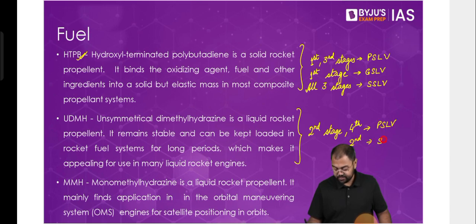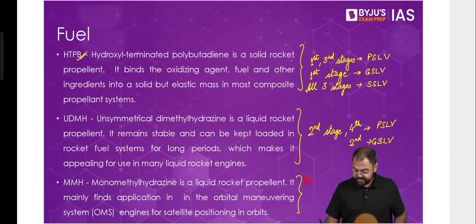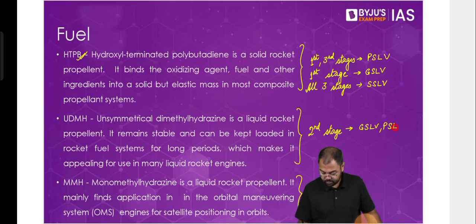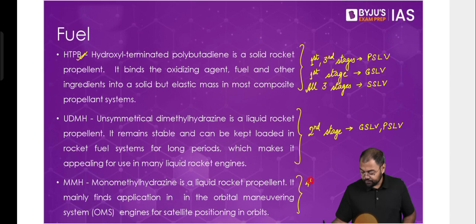And then after that, we have MMH. So we are using UDMH in the second stage of both GSLV as well as PSLV. And then we have MMH. MMH is being used in the fourth stage of PSLV, and the velocity trimming module of SSLV. So this is where MMH is being used.